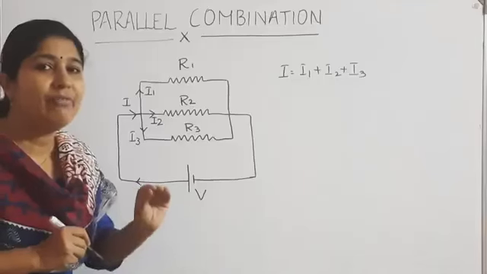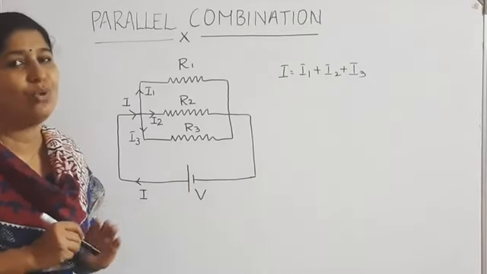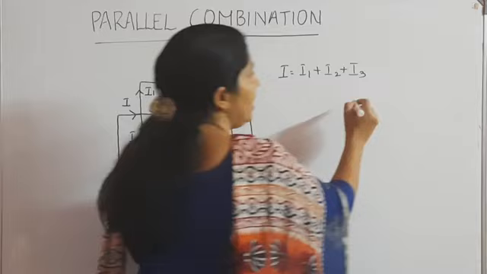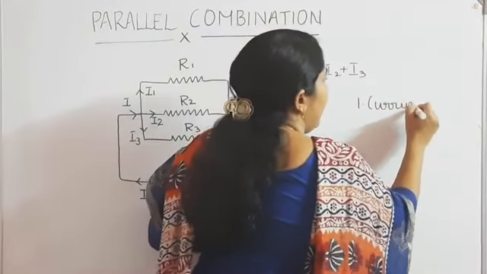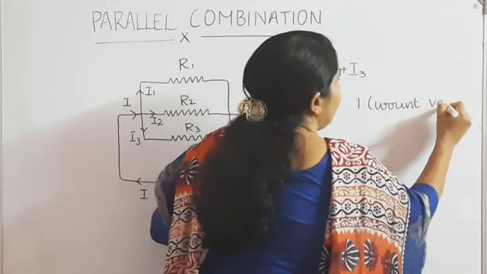That varies with the values of resistance. The current varies with the resistance.